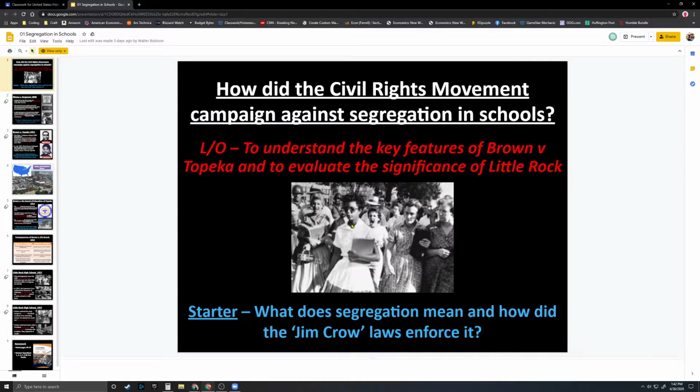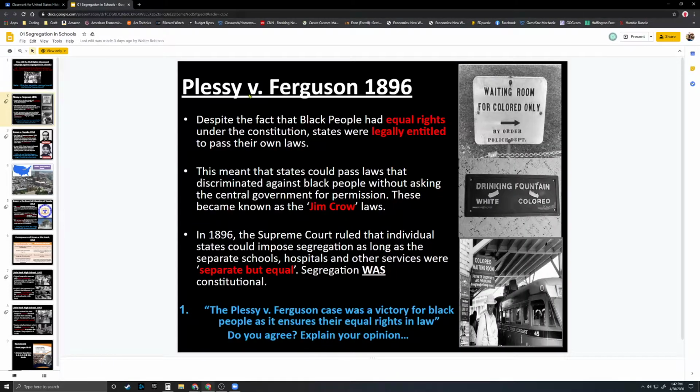So here we have a picture of a girl going to Little Rock High School surrounded by a bunch of angry white people. And you notice, see the helmet in the background? This is an Army soldier. What does segregation mean and how did the Jim Crow laws enforce it? All right, so Plessy versus Ferguson, this is where it all really begins.